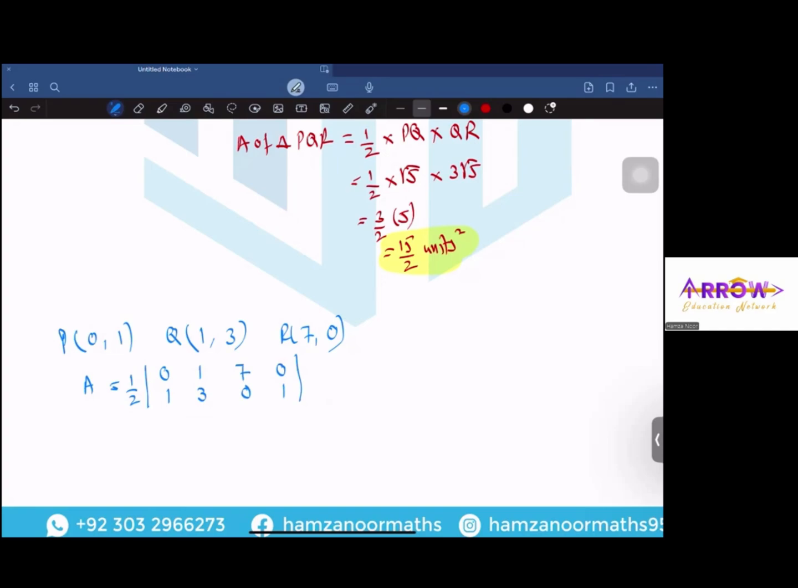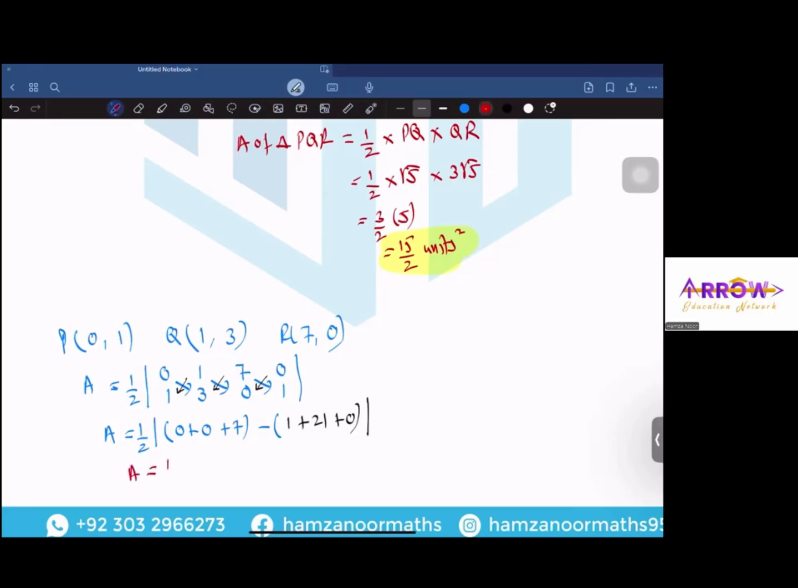Okay. So area is equal to what? Half multiplied by, first you follow the zigzag pattern. So first you have 0, and then 1 times 0. This is again 0, and 7 times 1 is 7, and then the subtraction sign. And then the opposite zigzag pattern: 1 times 1, plus 7 times 3, plus 0 times 0. So 1 times 1, 7 times 3 and 0 times 0. And then you close the modulus sign over here. All right. So this is how you perform the steps.